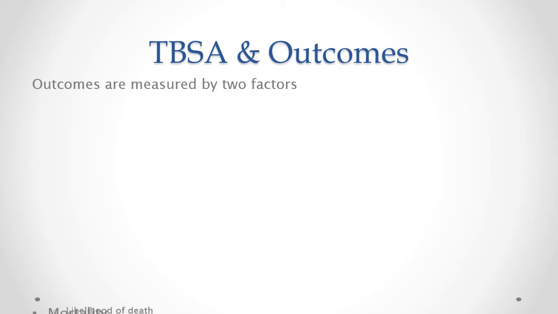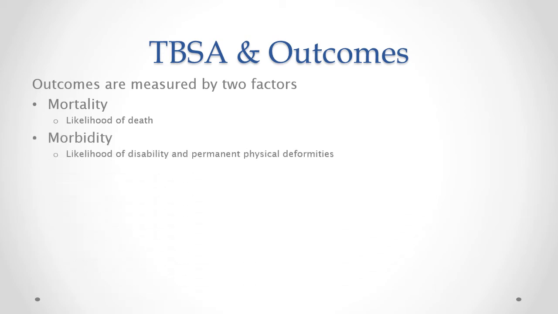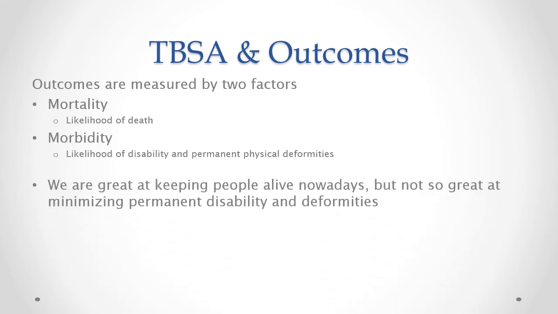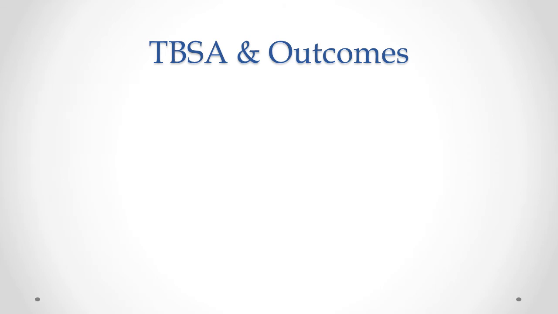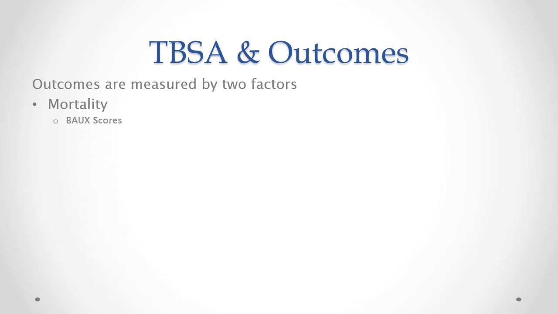So outcomes are measured by 2 factors. We look at mortality and we look at morbidity. Mortality is the likelihood of death, and morbidity is the likelihood of disability and permanent physical deformities. You have both of those concerns when you're dealing with burns. What we are great at today is keeping people alive, but we're still not so great at minimizing the morbidity aspect, the permanent disability and deformities that burns cause. Outcomes are measured, again, in mortality.